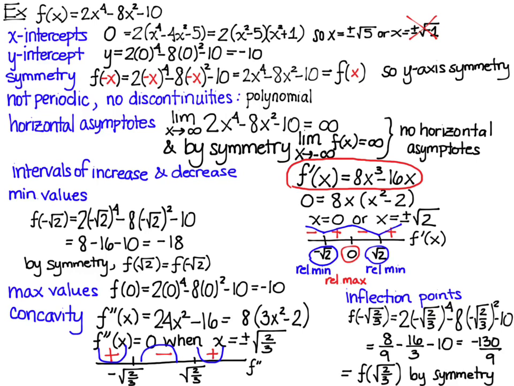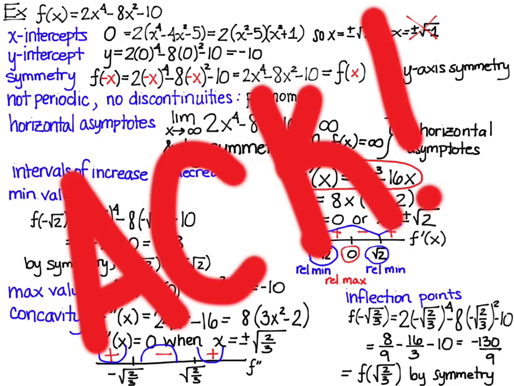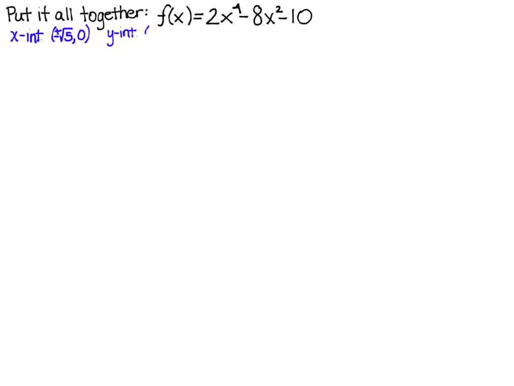Now there was a lot of math going on this slide. Let's try to put this all together and try to graph the function. Alright, so remember that the function f of x equals 2x to the 4 minus 8x squared minus 10. I'm just going to summarize everything that we found on the previous slide. The x-intercepts were at plus or minus the square root of 5, 0. The y-intercept was at 0, negative 10. And we have y-axis symmetry.